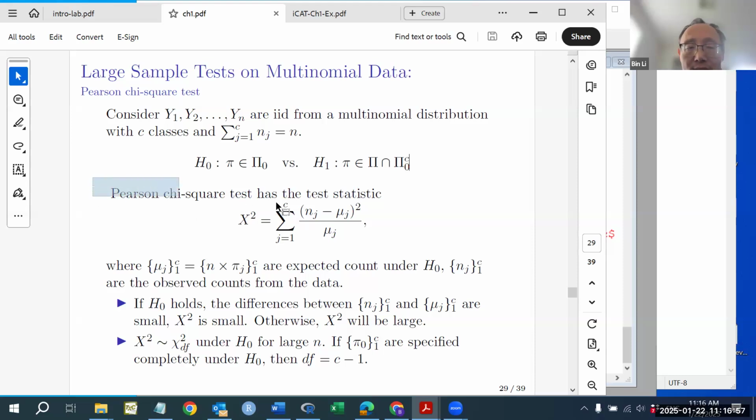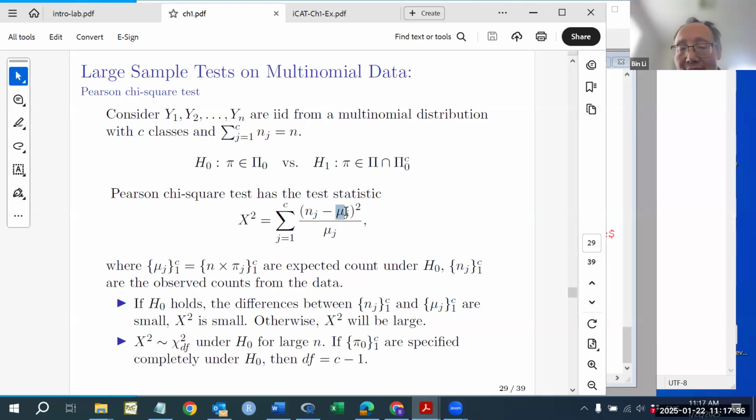So one is Pearson's chi-square test. Pearson's chi-square test has the test statistic, where we have J categories, so J from 1 through C, or we have C categories. The numerator is NJ, the observed counts, minus the expected counts. Take the square, divide by the expected counts, and take the summation over all the categories C.